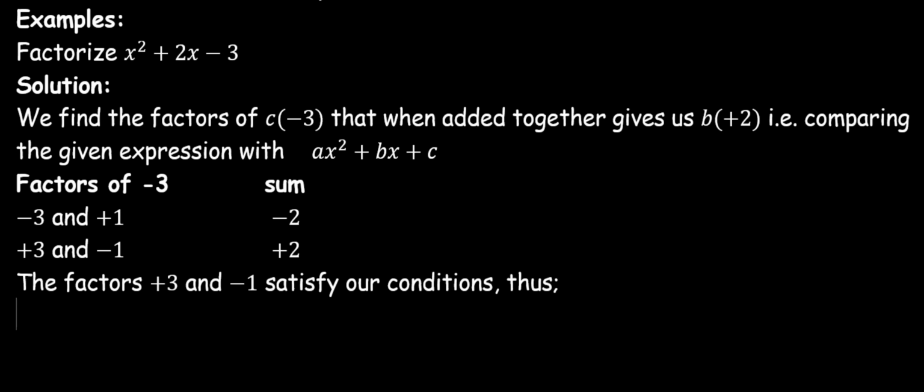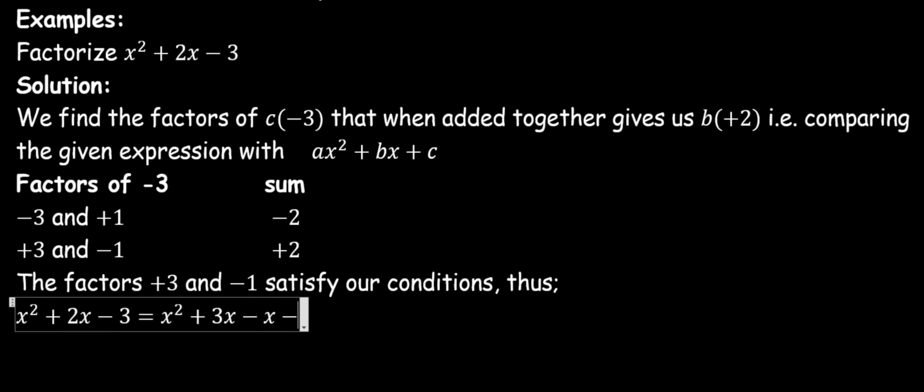Thus, we can now write out that our given expression, which is s squared plus 2s minus 3, is equal to s squared plus 3s minus s minus 3. What we have just done is we changed the 2s. Instead of 2s there, you now change it to the values which you have from the factors. 2s becomes plus 3s minus s. If you wish to reverse it back, you will see that you get back to where you are coming from.